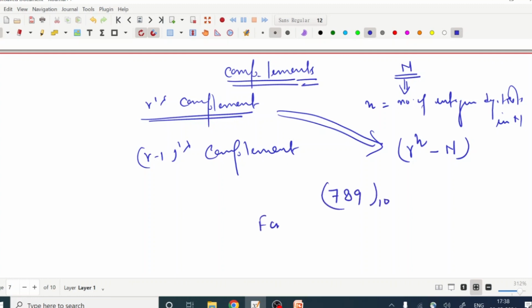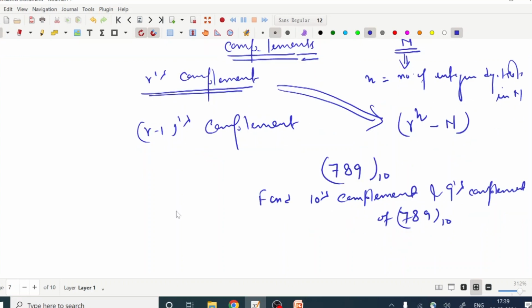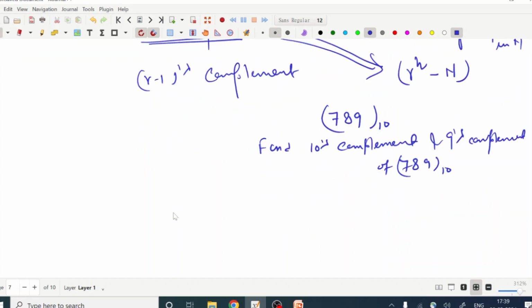Find the tens complement and nines complement of 789 in base 10. So here, what is the base? The base is r, which means we will find a tens complement, and the r minus 1's complement means the nines complement.